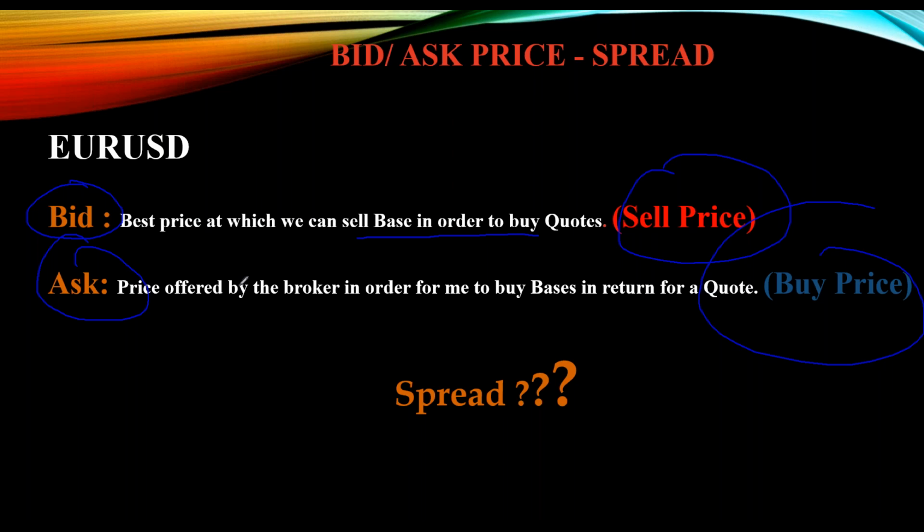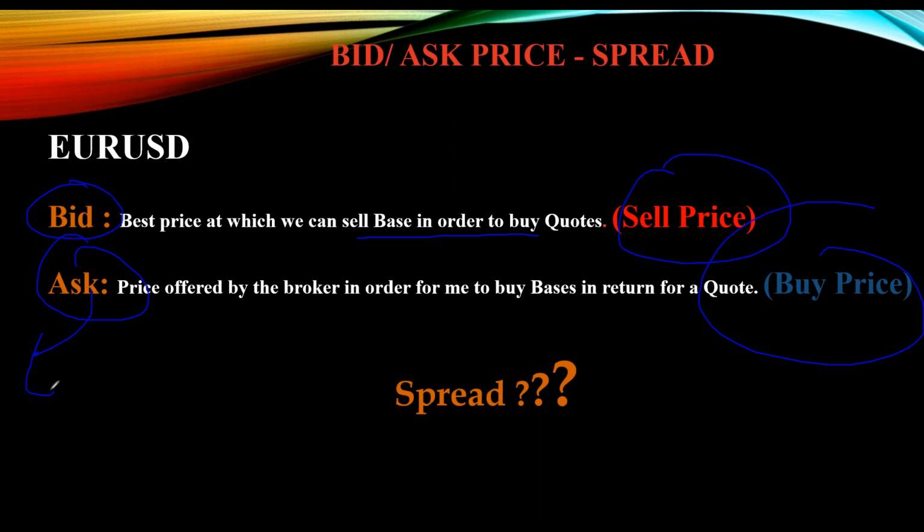Let's say the ask price is what the broker is asking you to pay. Let's say you say that you want to purchase euro, and the broker is asking you a price. It means that this is a buy price for you. You will be buying your product at the ask price. So ask means the broker is asking you for that price if you are going to buy something, right?